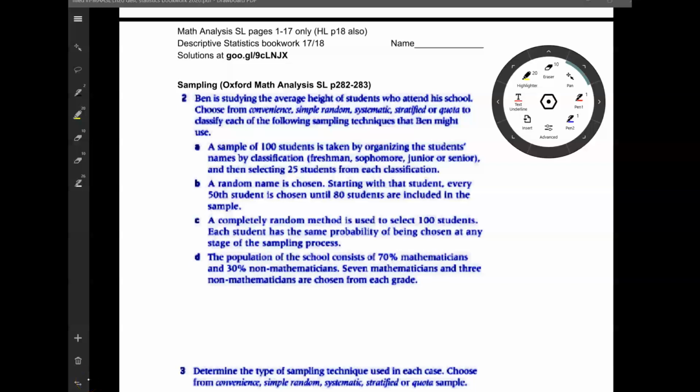This is page 17 of Descriptive Statistics. This content is new in the new syllabus relative to MAASL. It's pretty easy. We're just going to talk about different ways of taking samples out of a population.